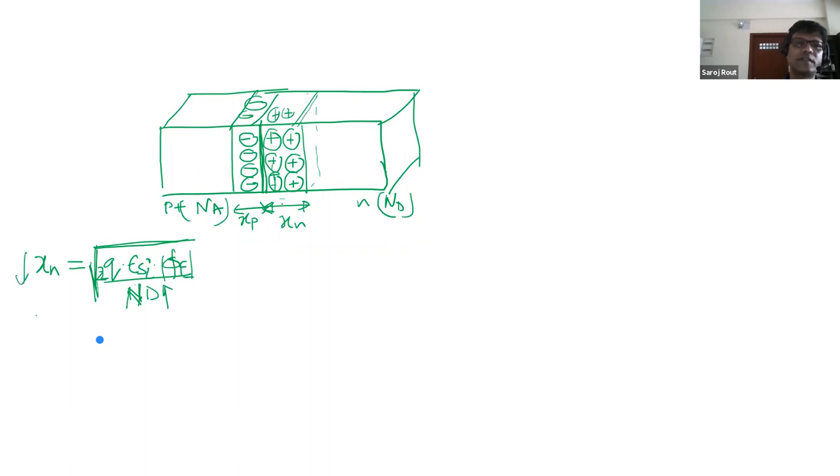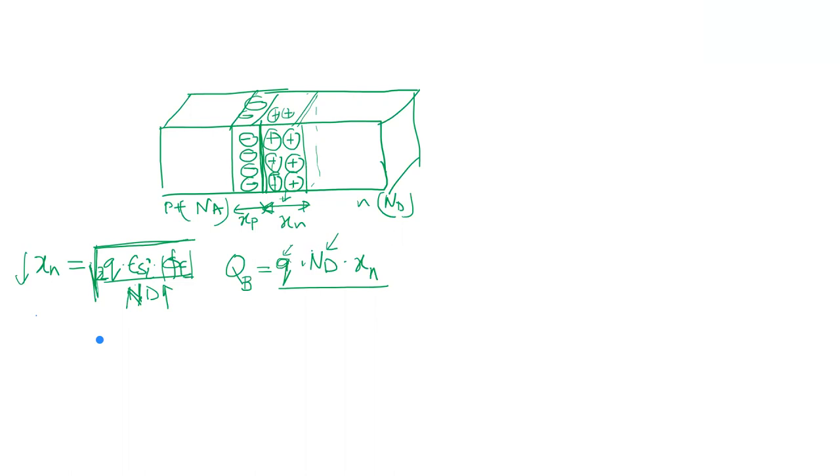Or if I want to find the charge in this area, let's call this the depletion charge or bulk charge, QB, then that's Q, the charge of a carrier, times the dopant concentration times the X, what did I call it, Xn here. So in other words, whatever is the dopant concentration per unit volume times the length of it times Q gives you the total charge in this bulk area. Makes sense? Everyone understands this part, right? So that's what it is given.